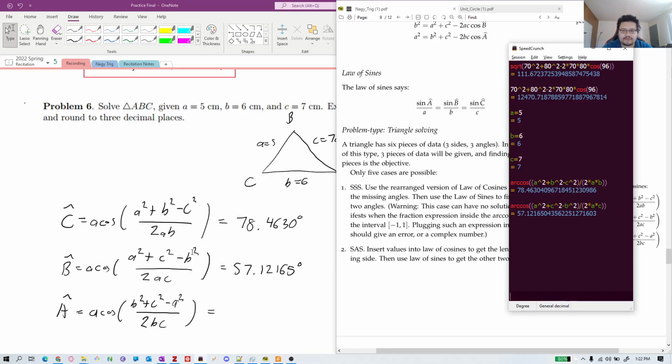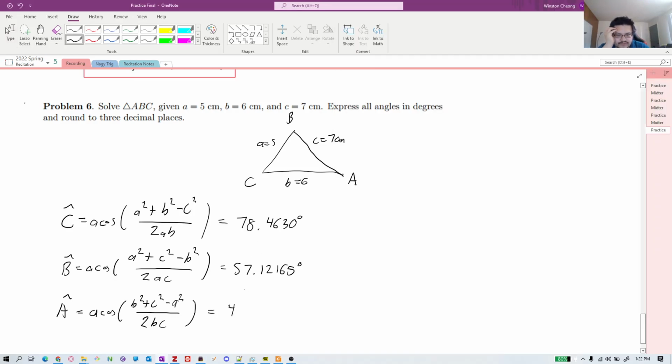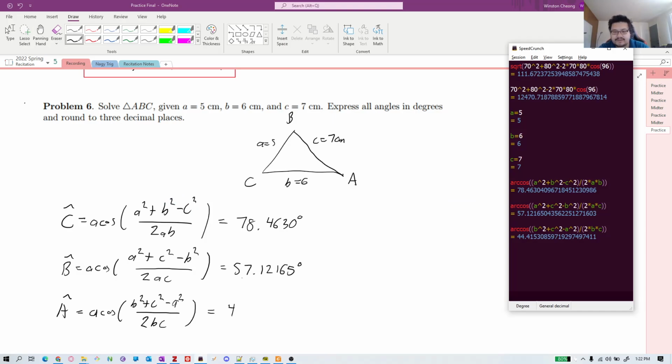Okay, I need to calculate this. So arc cosine of b squared plus c squared minus a squared divided by 2 times b times c gives me 44.4. Of course, we also could have just subtracted too, but I'm going to do this, and then do a sanity check and just add these and make sure I get 180.